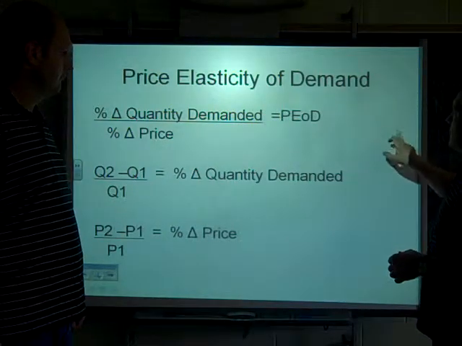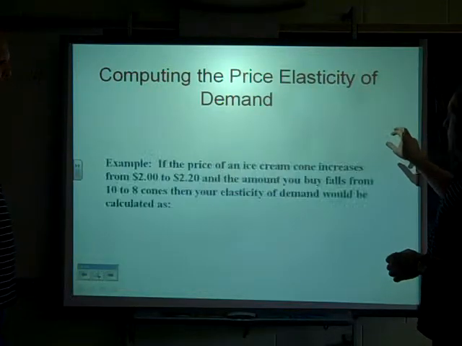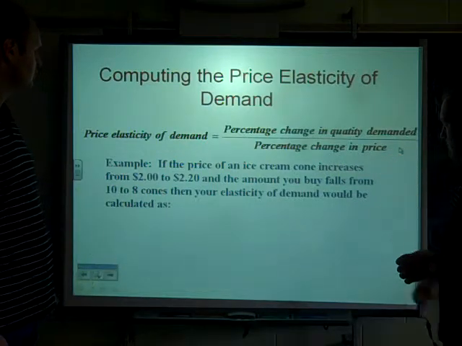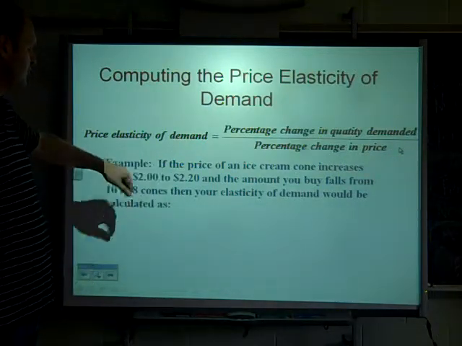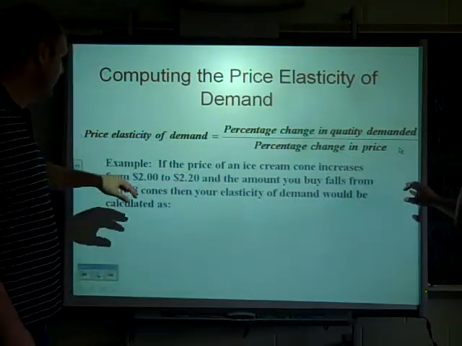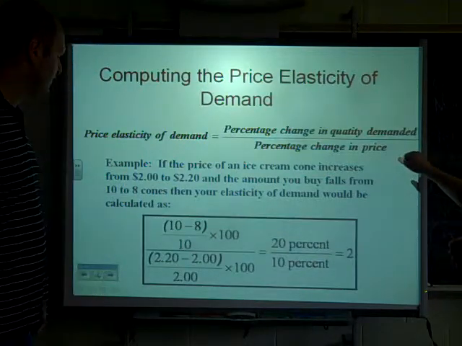So let's move on to a quick example. If we're computing the price elasticity of demand, we're going to assume our little problem here. The price of an ice cream cone increases from $2 to $2.20. So price 1 is $2, price 2 is $2.20. The amount you buy falls from 10 to 8 cones. Then your elasticity of demand would be as follows.